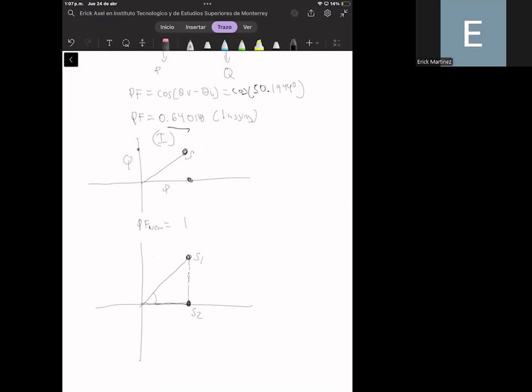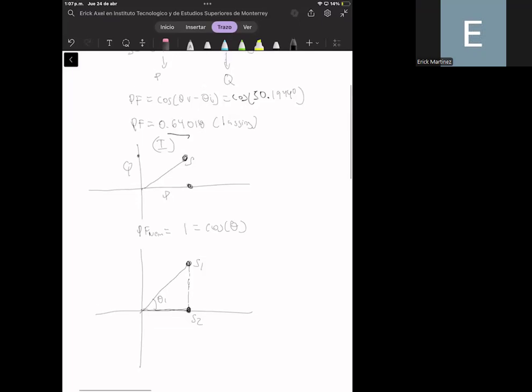So here we have the first angle for the first complex power. But in this case, since the new power factor needs to be 1, you know that the power factor is equal to the cosine of an angle. What is the angle that provides a value equal to 1, the cosine of the angle that is equal to 1? Well, we can solve this equation to compute the second angle, okay?